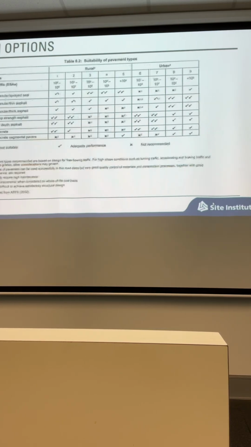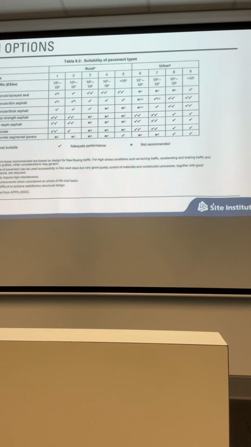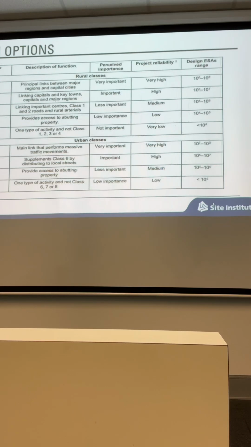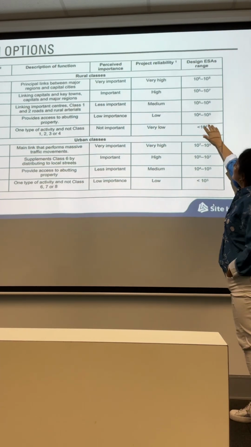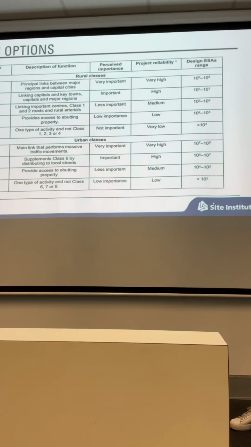This chart here is telling me the specifications of each road class. So 1 to 5 is rural, 6 to 9 is urban. It's a summary, so everything that is in here is actually in here. It's telling me the road class and the design traffic that I need to consider. So knowing this, I can select the best pavement that I can use for that road.